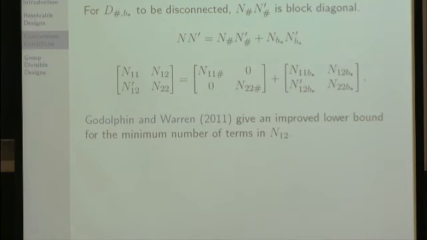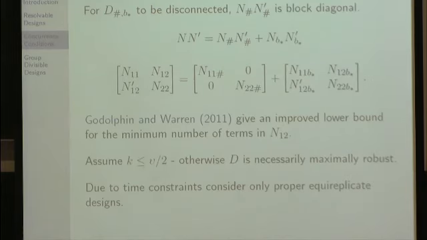And one of the things done in the work that I've done with Helen Warren is to give an improved lower bound for the smallest number of terms in N12. The larger the number of terms in N12, then the less likely, I guess, the smaller the possibility that your design will become disconnected.